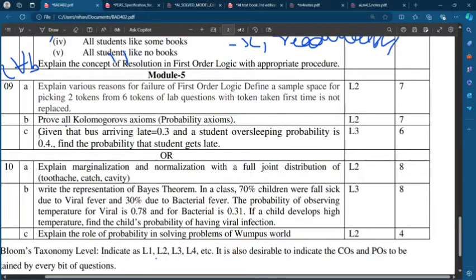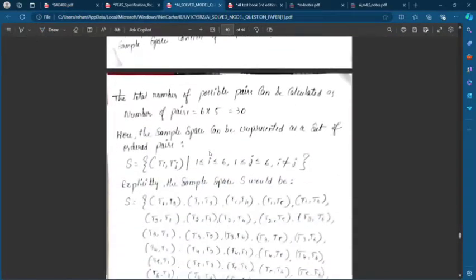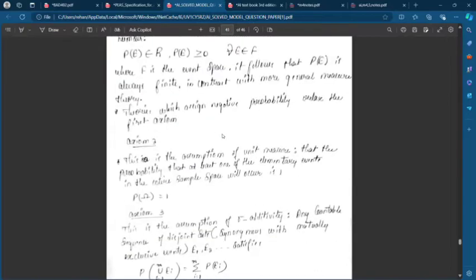Probably as times and 7 marks. Given that the probability of a bus arriving late is 0.3 and the probability of a student oversleeping is 0.4, find the probability that the student gets late. Okay, so here what we'll do first, I'll show that here. This guy has done it in a simple way.